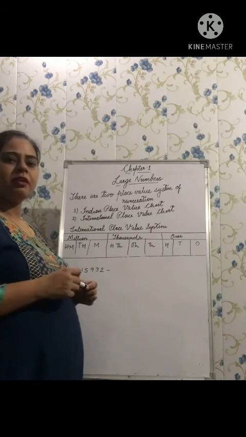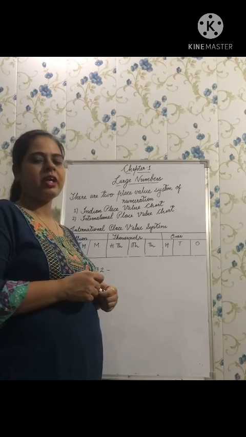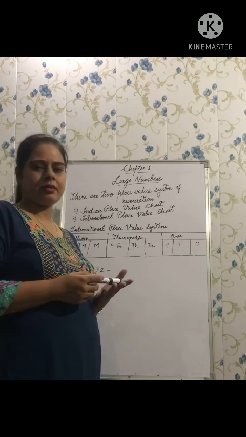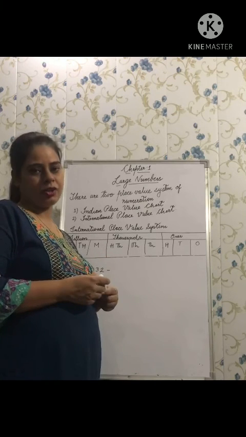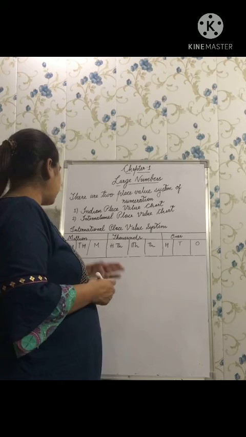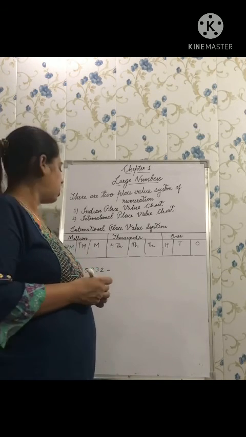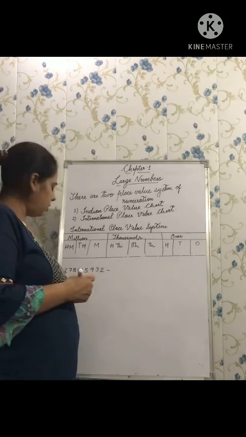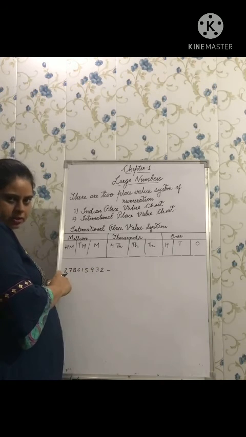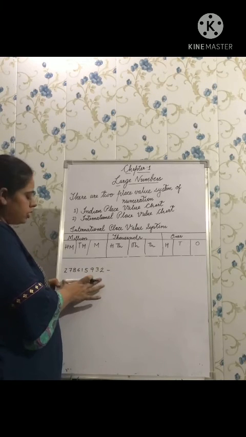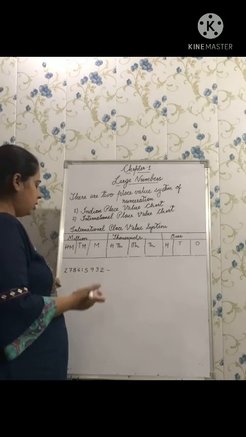The Indian place value system is used in India, as we say crores, lakhs in India. But the international place value system is used in other countries. That's why we write millions and billions in the international system. Now let's see one example. One number is given to you. You have to put the commas, and then write the number name of this number according to the international system of numeration. Let's see.